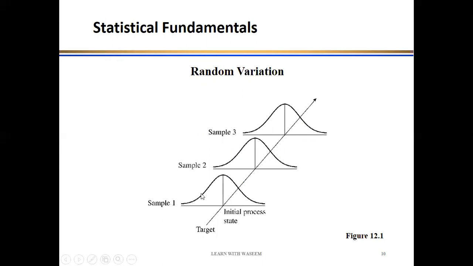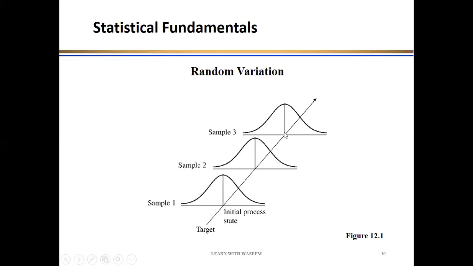So you can see that the normal distribution in these three samples are the same. They are consistent. So the dispersion from the mean is actually the same in all the three samples. The fact that not all the observations within the distribution fall exactly on the target line shows that there is some variation.